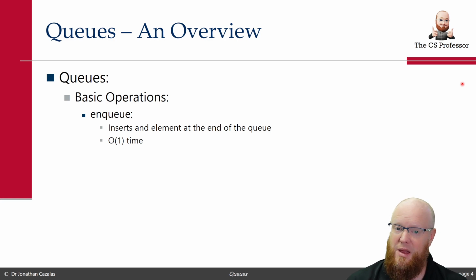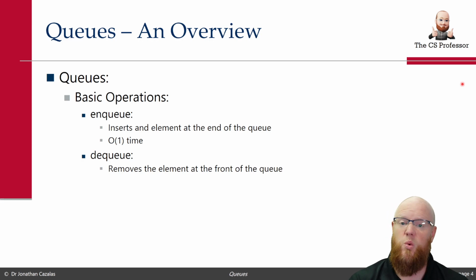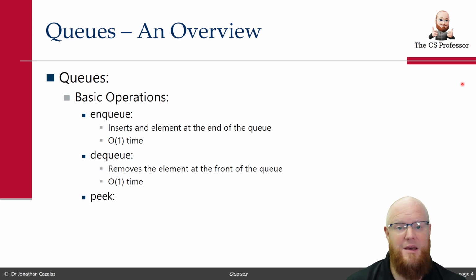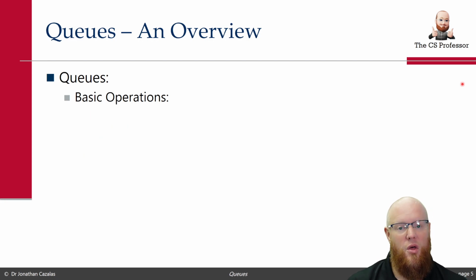In practice, depending on the implementation, it could be much slower. Dequeue is our removal. This is when we remove an element from our queue. Also, in theory, it should be O of one time, but again, depending on the implementation under the hood, it could be slower. Peek, similar to stacks, is merely looking at the element at the front of the queue without actually removing it. That also should be an O of one operation.